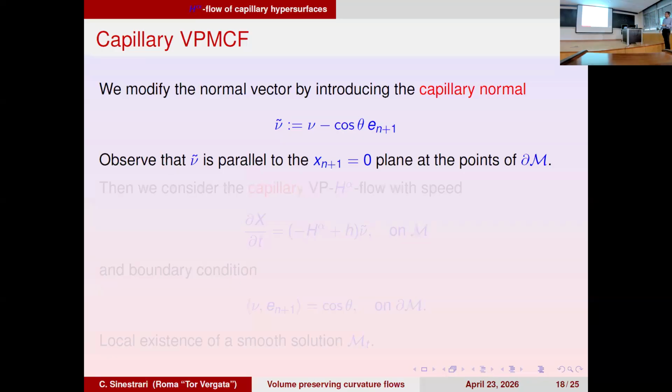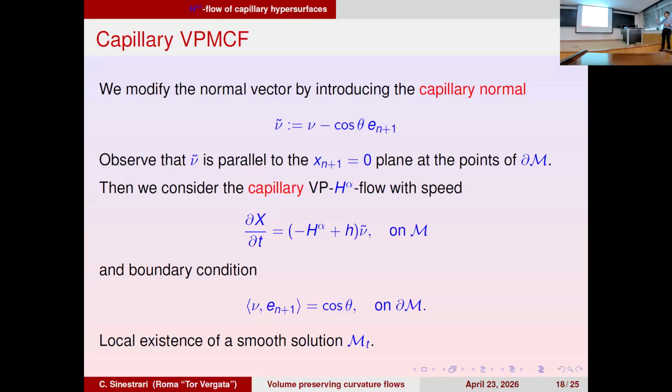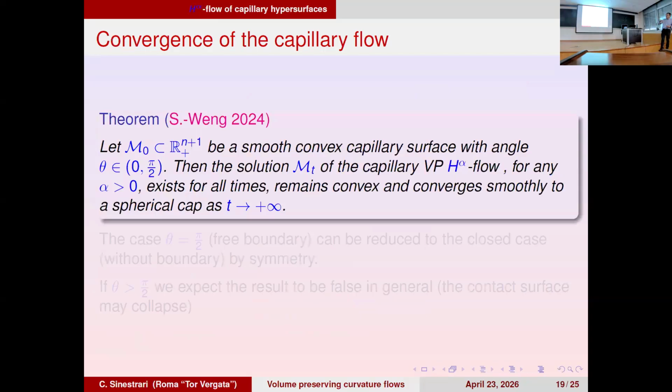And then one can consider this flow with this modified normal, and I will describe the result when the speed, the local part of the speed, is a power of h as before, and there is this small h written down, the average of h to the alpha, with prescribed boundary condition throughout the flow. Standard results on boundary problems show that the problem is well posed, there is a local smooth solution. Then there is this result with Liang-Jun Wang, now postdoc.